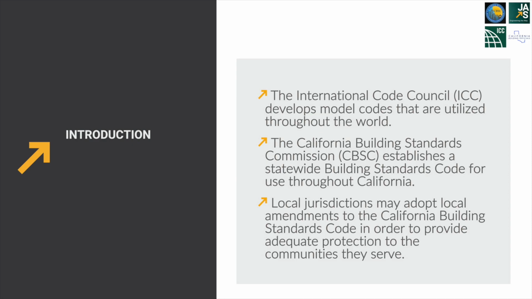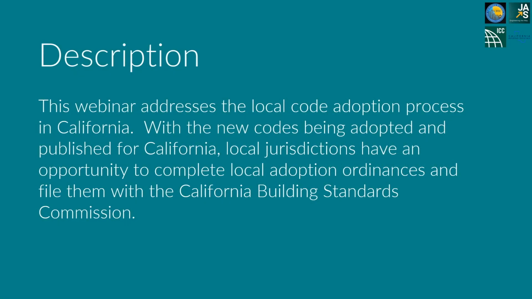The International Code Council develops model codes used throughout the world. These model codes often establish the foundation for statewide and regional codes that protect our communities. The California Building Standards Commission establishes the California Building Standards Code, which incorporates necessary adjustments to the model codes in order to properly protect the state of California. Local jurisdictions adopt local amendments as needed to protect their own communities. This webinar addresses the local code adoption process in California.